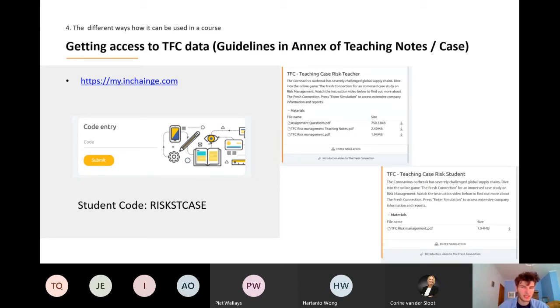For you, using the teacher code that we send you, you can do the same procedure and then enter the code that you received, and then you get access to the assignment questions, to the teaching notes, and to the case itself. But these guidelines are, as I said, also in the annex of the teaching case and the teaching notes. So you can look at them there. And if you still have questions, you can, of course, reach out to Corinne or me.